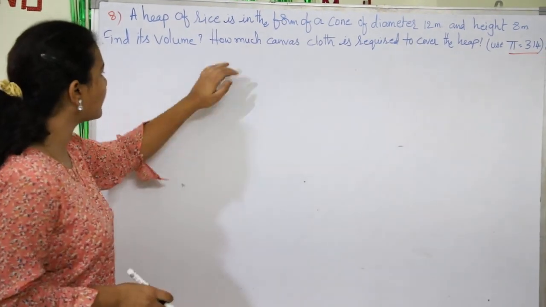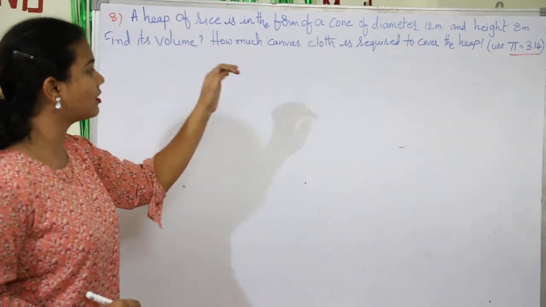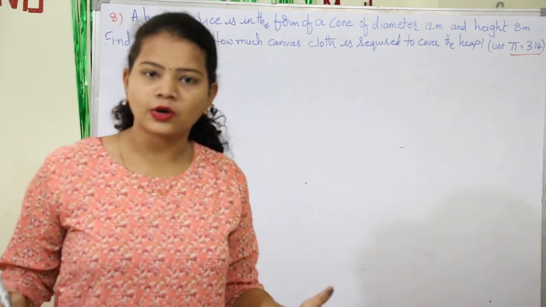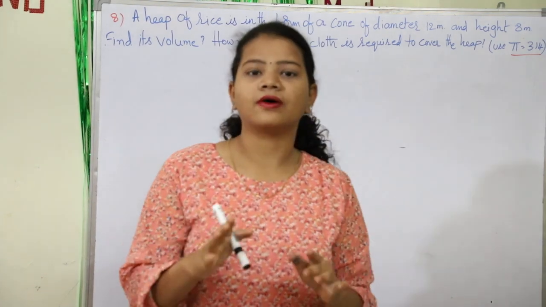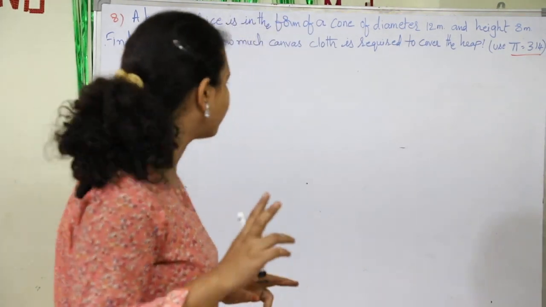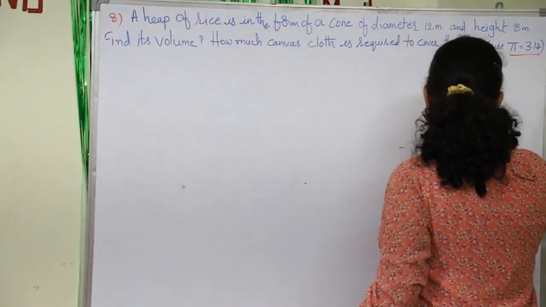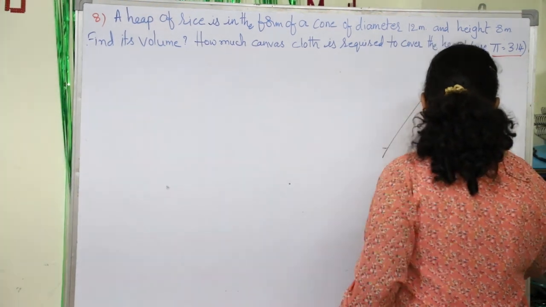And the second question here you have is how much canvas cloth is required to cover the heap? Okay, so they need to cover the heap with the cloth. So how much cloth do they require and the volume of the heap of rice? So you have two questions. Firstly, let me draw a cone over here, a heap of rice. So it looks something like this, right?